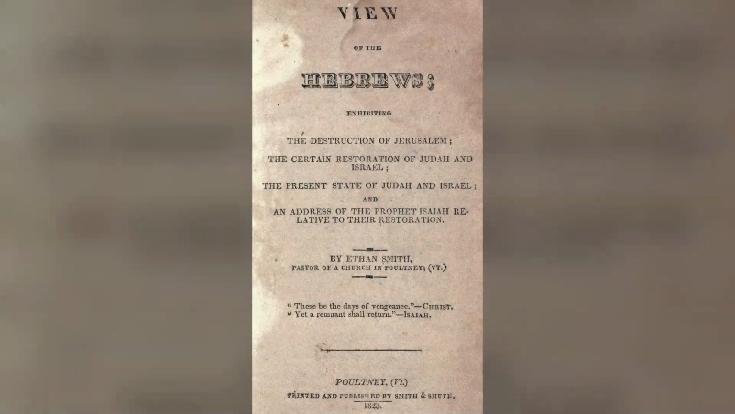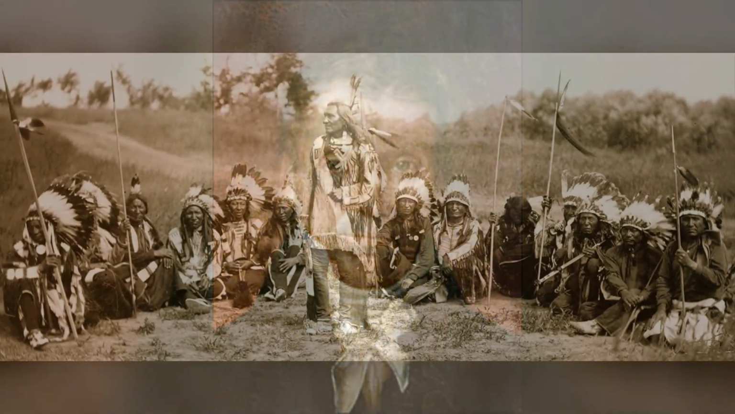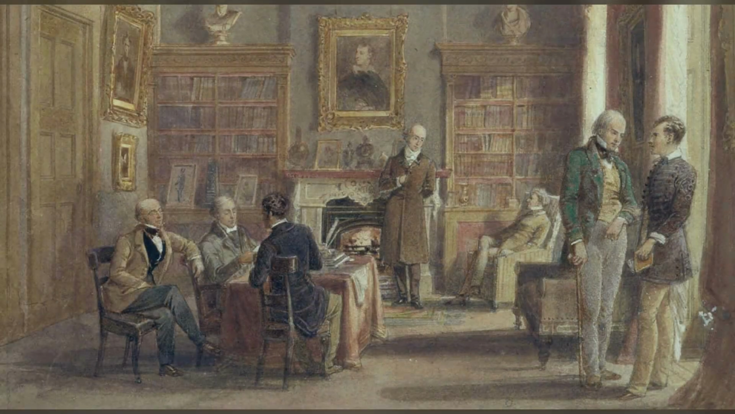Episode L, The View of the Hebrews. View of the Hebrews is an 1823 book authored by Ethan Smith, a Congregationalist minister from Vermont, who claimed that Native Americans were descendants of the 10 lost tribes of Israel, a widely accepted theory in the early 19th century.